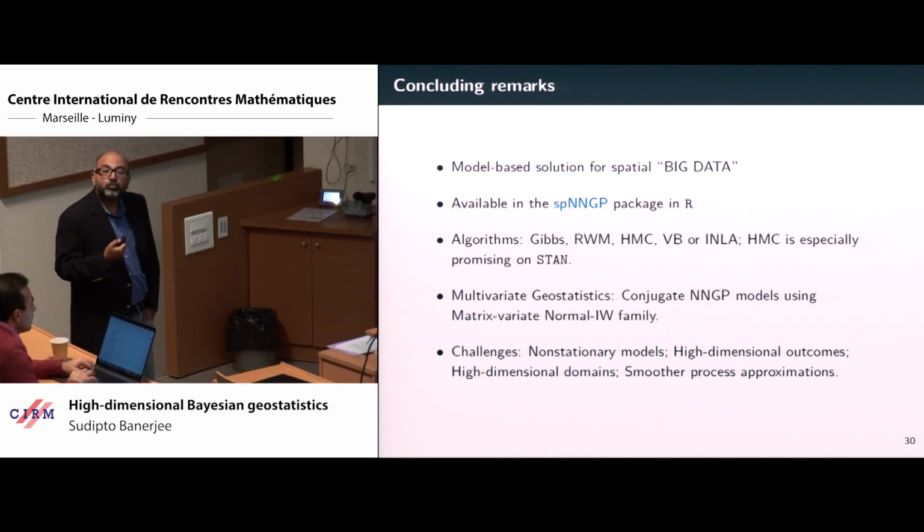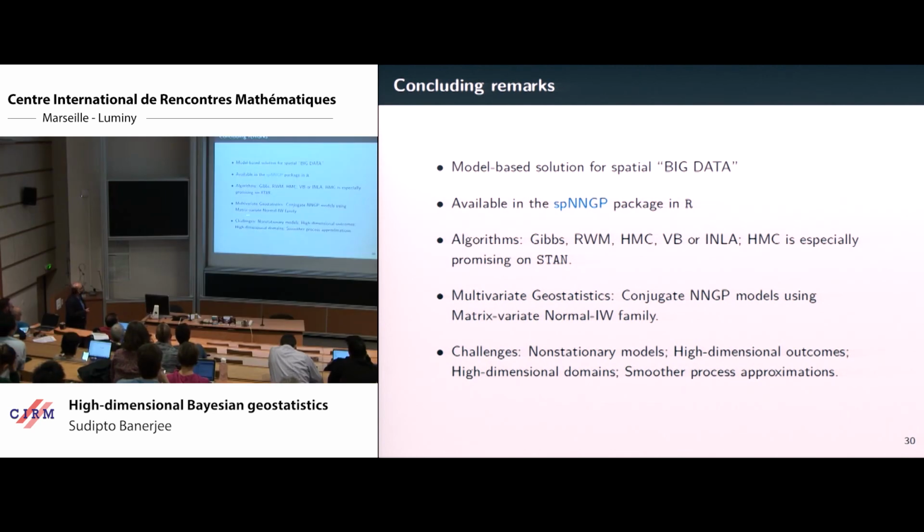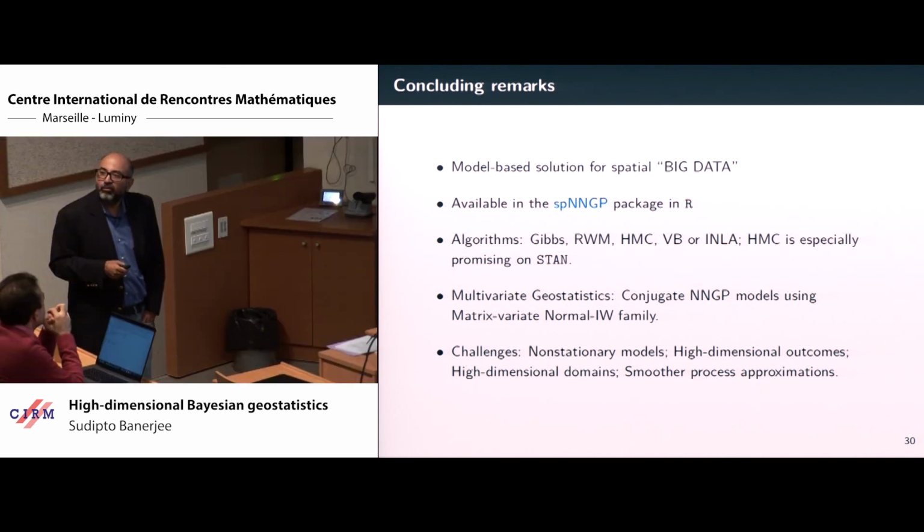All right, this is a model-based solution, as I keep saying, and so you can do Gibbs, you can do random walk Metropolis, Hamiltonian Monte Carlo, variational Bayes, INLA. Probably some of you, the younger generation, will do this in your head. You don't even need a computer, right? Maybe, I don't know. If you're doing multivariate geostatistics, you can do matrix variate normal inverse Wishart families. Beautiful distribution theory. Go back to the basics. Don't throw away the good old textbooks. It's not just about complicated distributions. Sometimes the fundamentals are important.